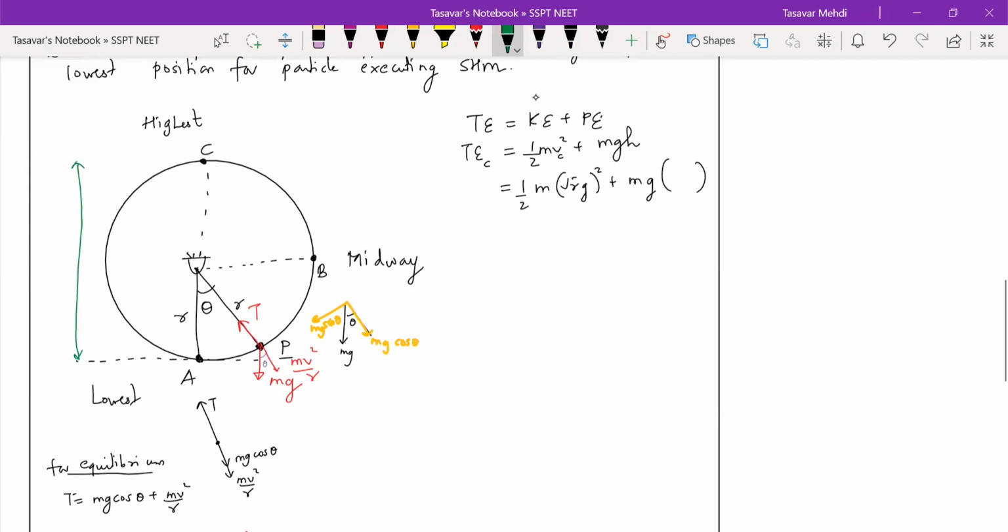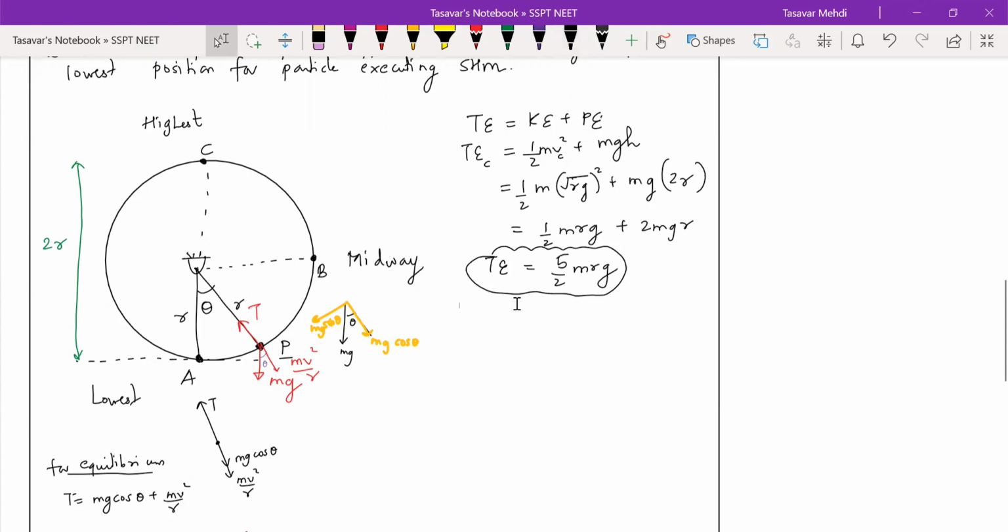Sir, it is nothing but equal to 2 times the diameter, and diameter is 2r. Understood the point? So I can write half m. Root square will cancel out, it will become half plus 2 mgr. If I add them together, cross multiply, 2 into 2 will become 4, 4 plus 1 becomes 5. So it will become 5 by 2 mrg. This is the formula for total energy. And this total energy will remain the same in all the cases, dear students.